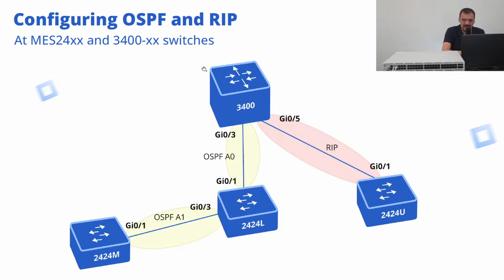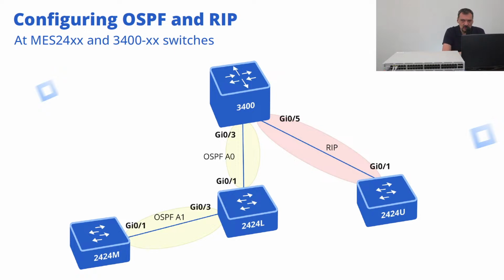which is the practical part. We have prepared a topology to demonstrate the dynamic routing on our switches. We have the uppermost switch, which is the 3400. You can see it on your screens right now. But what you cannot see is out of the reach of the camera.